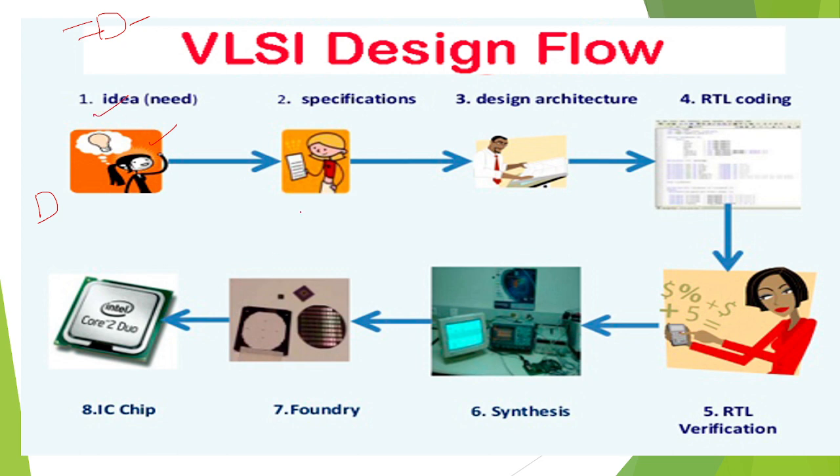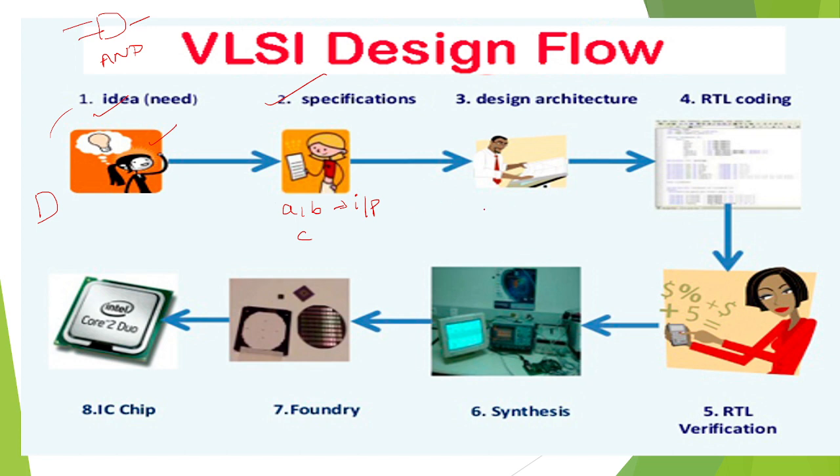So here we need to mention the second step. They need to mention the specifications. What are the input and output specifications? So if you go for AND gate, if you want to design, then AND gate inputs are A comma B and the outputs are C. This is the first step in VLSI design flow.